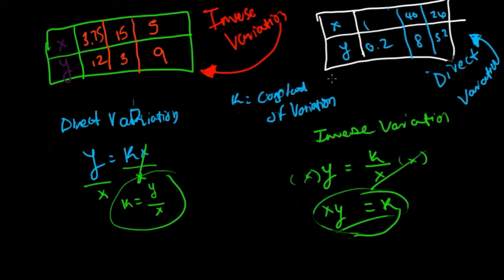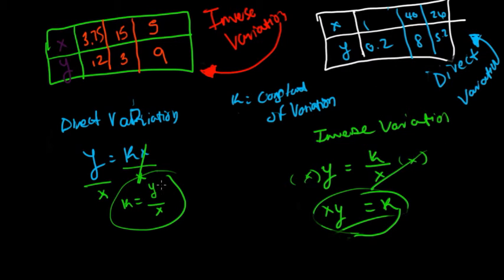Well, we can do 1 times 0.2, because x times y, and we actually get 0.2. Okay, that's good. Let's see 40 times 8. Well, we get 320. That's not the same number I had before. And let's do 26 times 5.2. That's going to give me 135.20. And that's also not the same number. So this does not work by this inverse variation formula because it's not an inverse variation.